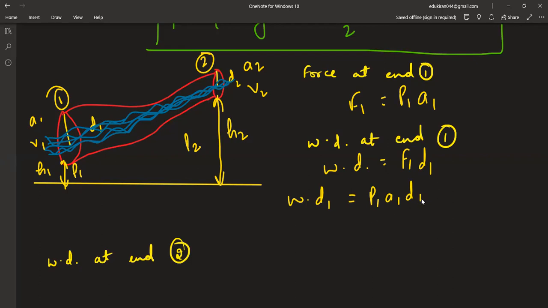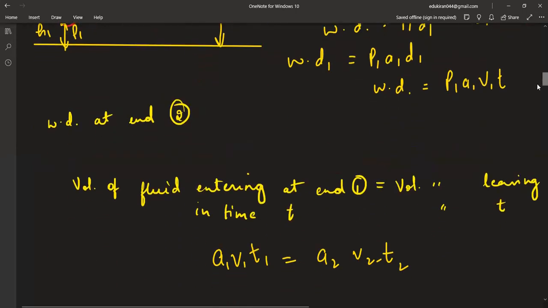If you want further, this is the distance that we have taken. Let's say the time is T. Distance will be equal to speed into time. So this work done can be written as P1 A1 V1 into T. This is how we have written it for the first end. Similarly, for the second end we'll have the same thing. Work done 2 will be minus P2 A2 V2, and time is, let's say this is T1, this is T2.